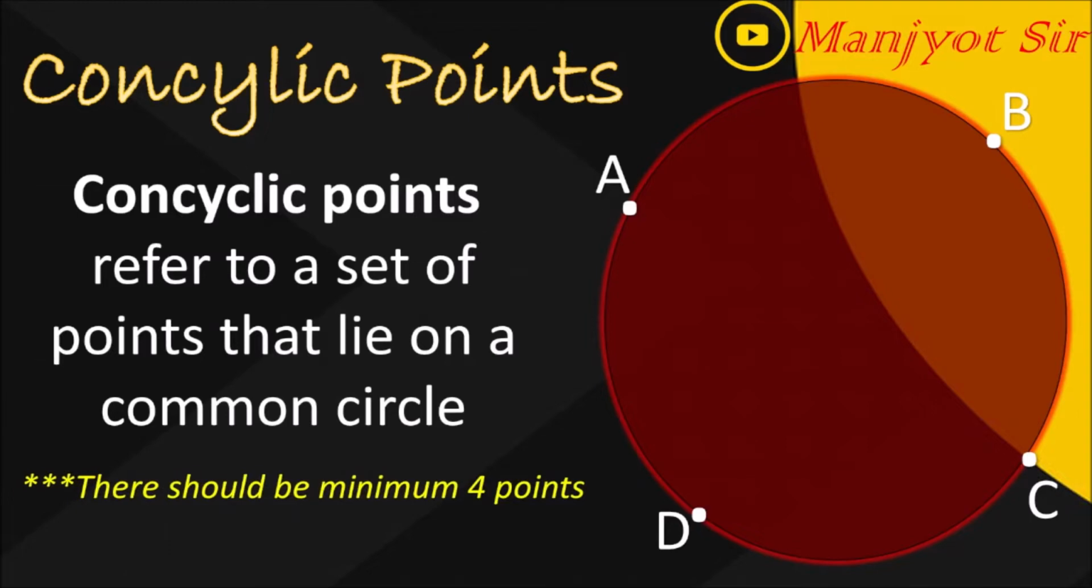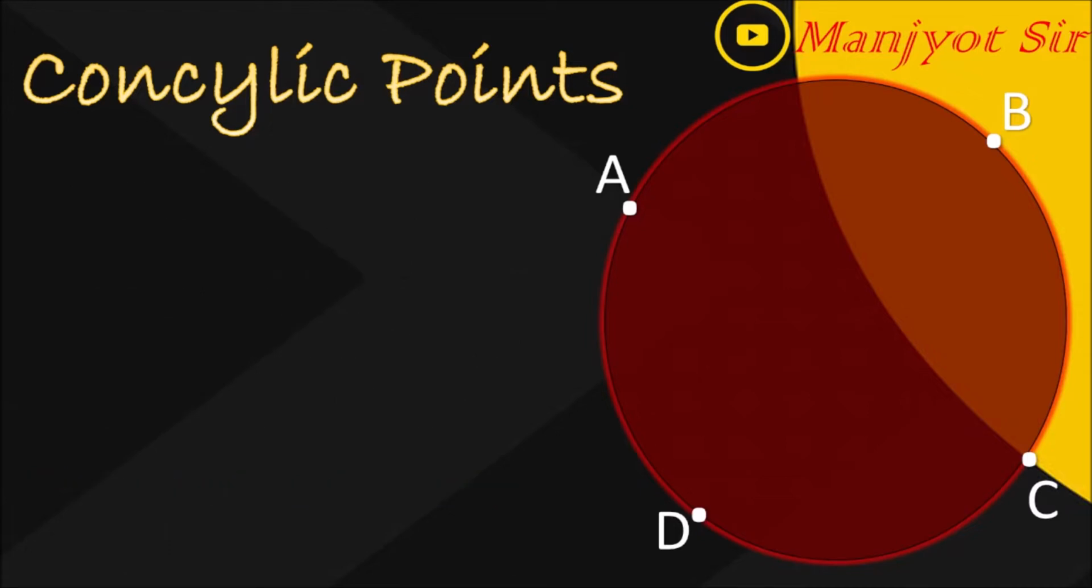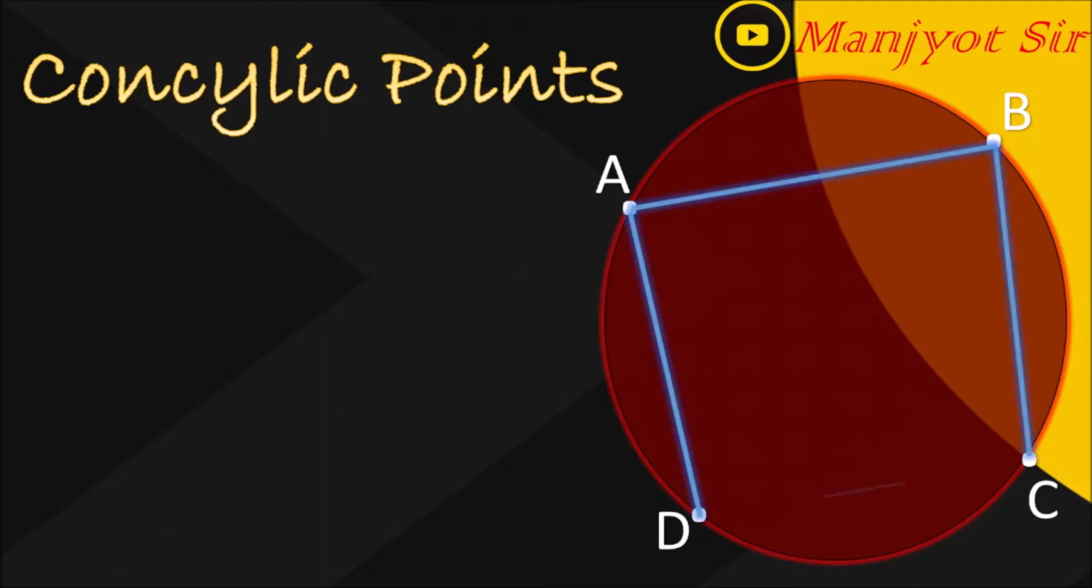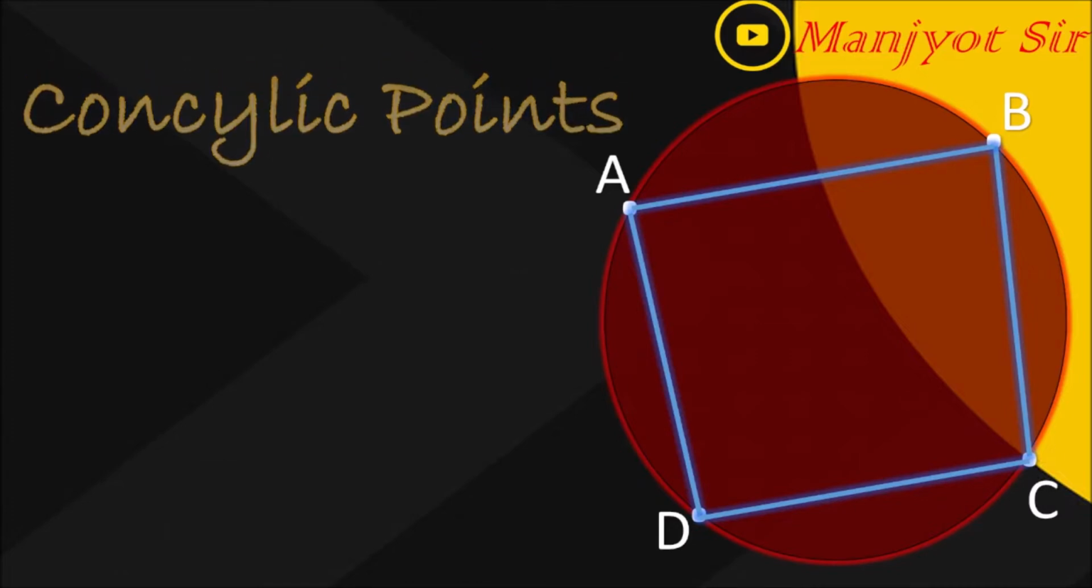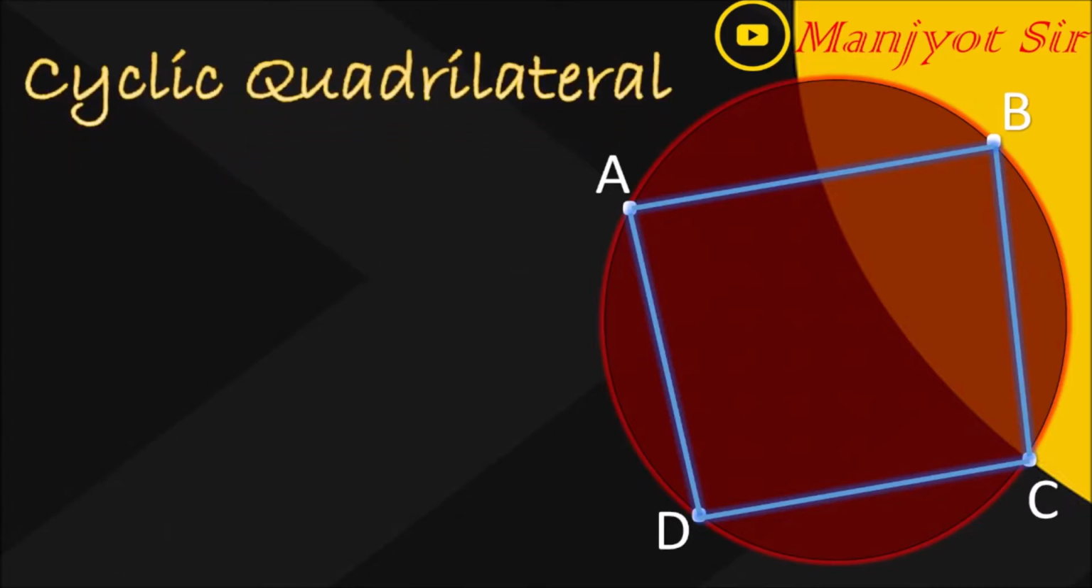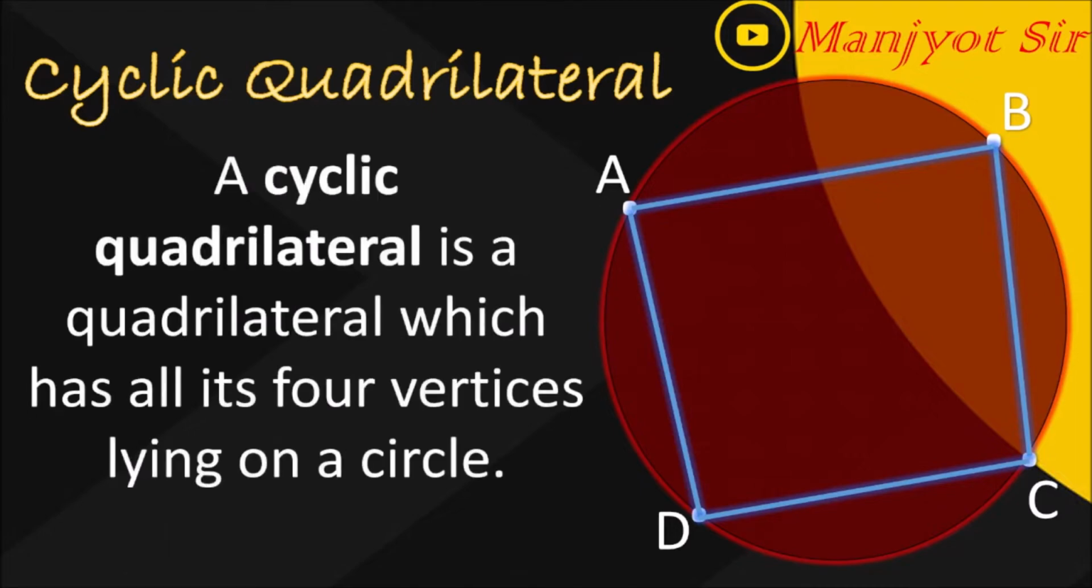Now, as we promised that we are going to see cyclic quadrilateral in this video, if I join all these 4 points, observe carefully, a quadrilateral is formed. This quadrilateral which is formed by joining concyclic points is called a cyclic quadrilateral. So it is very simple. What is a cyclic quadrilateral? Whenever we join 4 points which are on the circle, or you can say 4 concyclic points, a quadrilateral is formed, and such a quadrilateral is called a cyclic quadrilateral.